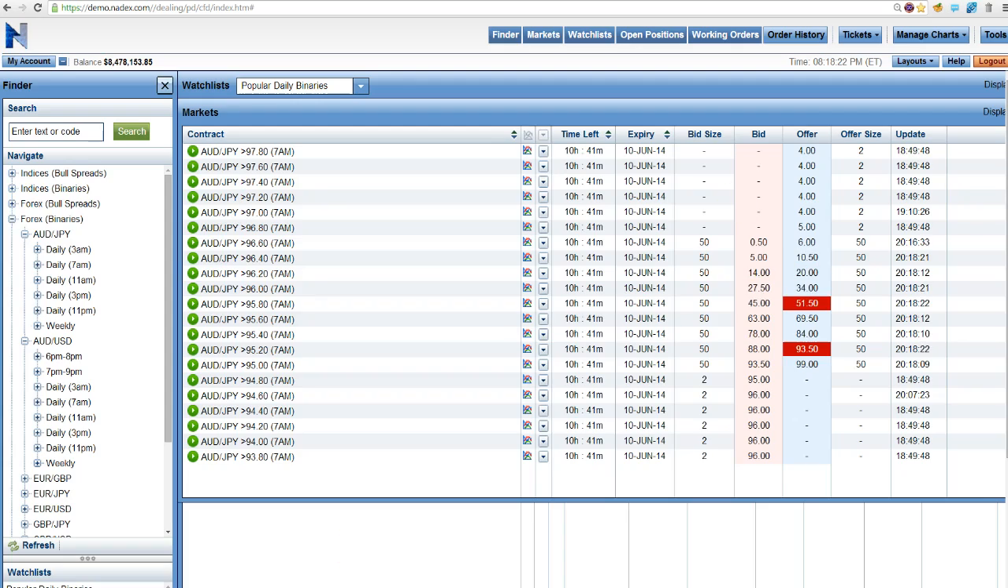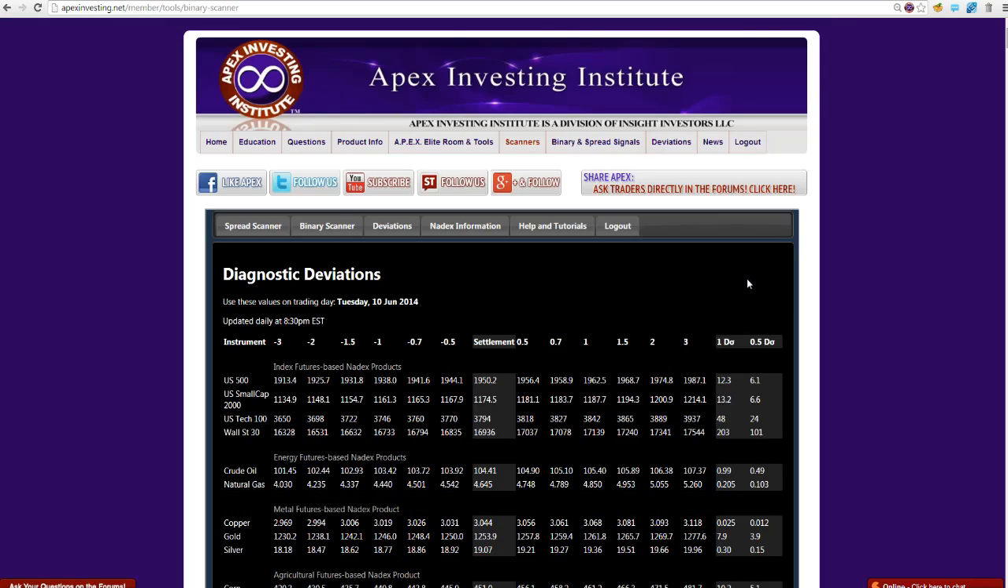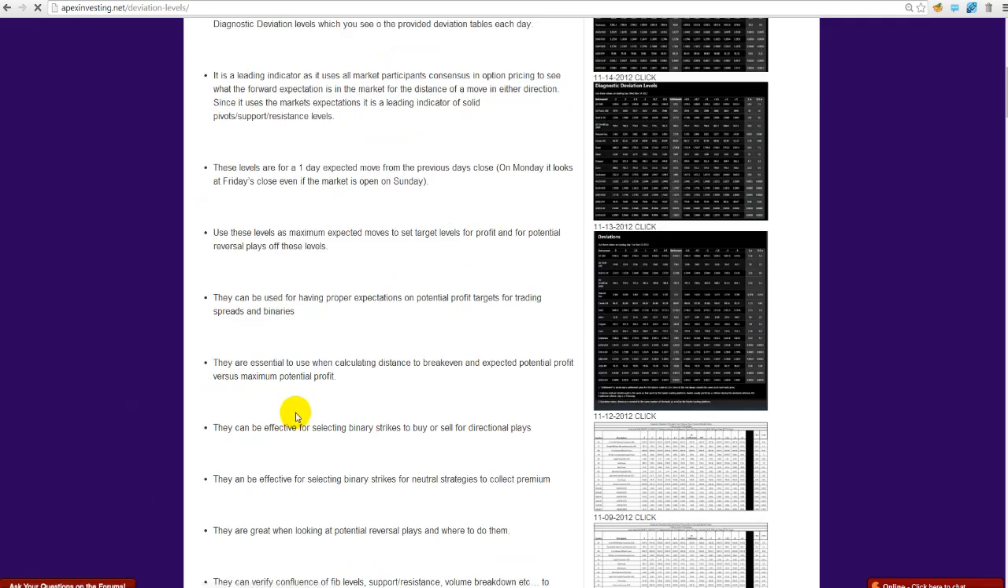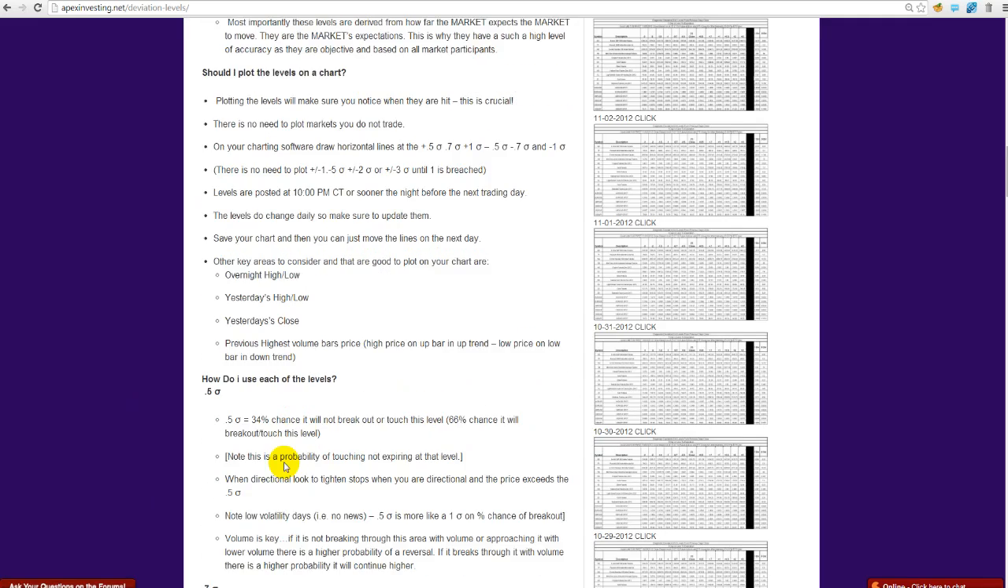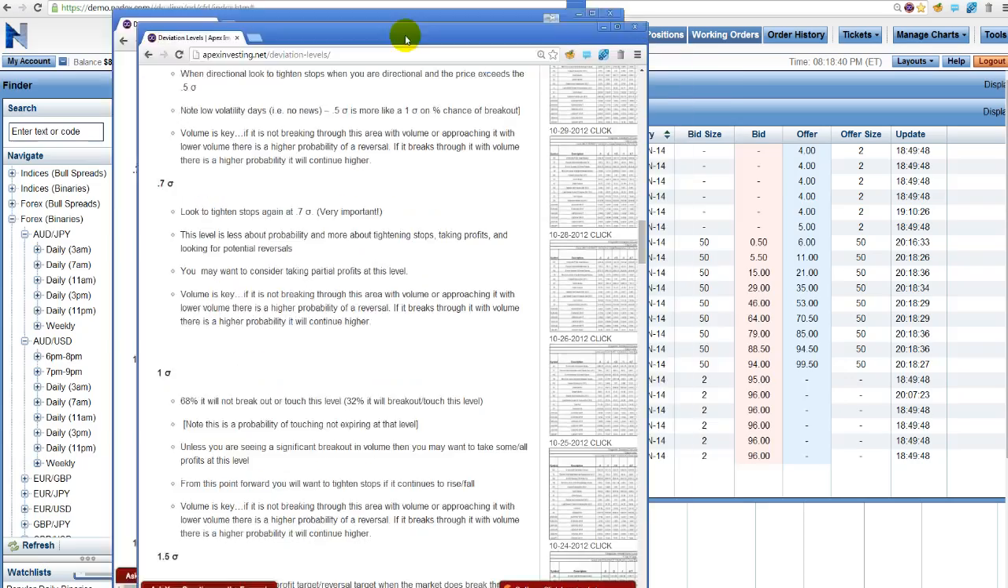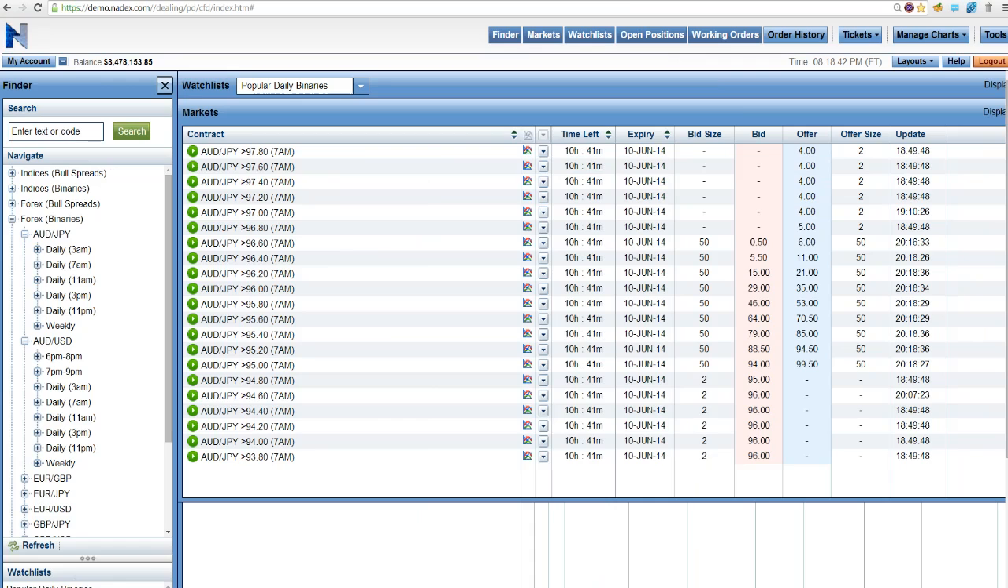How did I get the 70? That would be understanding what deviation levels are. If you just go into deviations and then go down to deviation level information, it'll talk to you about the probability of a deviation. And I talked to you about the percentages. Like a one deviation move is a 68% probability it will not break out of this level. So that's where it comes from.